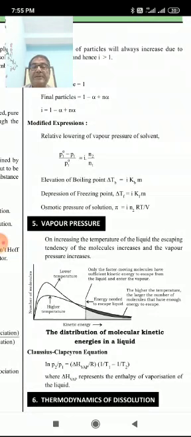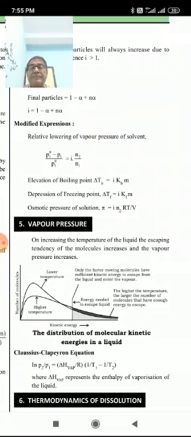Okay. Now, using Van 't Hoff factor, the formulas of different colligative properties can be modified. First one, relative lowering of vapor pressure of the solvent. It will be equal to P1 naught minus P1 by P1 naught equal to i into n2 by n1.